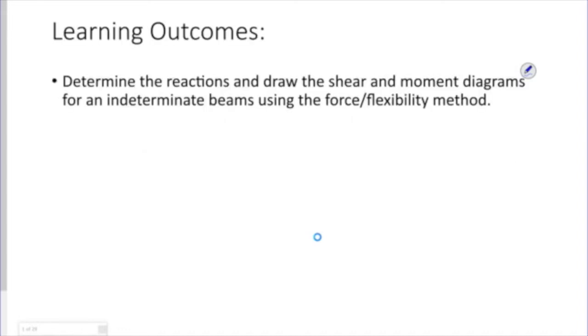So by the end of this lecture, you should be able to determine the reactions and subsequently draw shear and moment diagrams for an indeterminate beam and frame using the force or flexibility method. And frame. Yep, I'll go back and add that. So, okay.